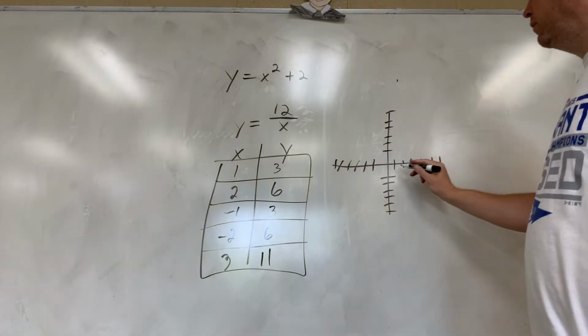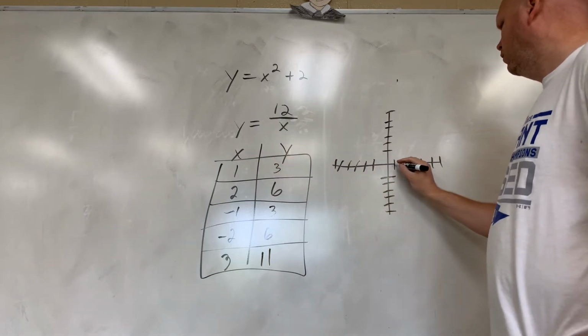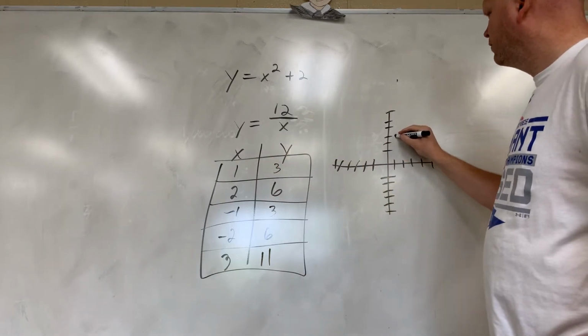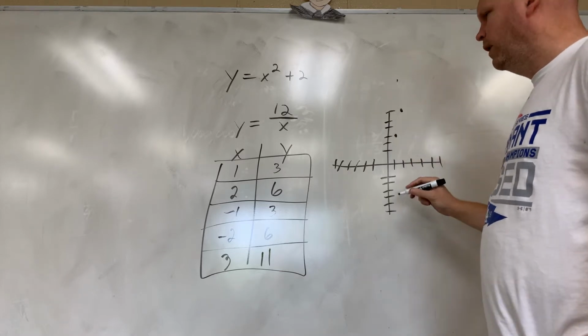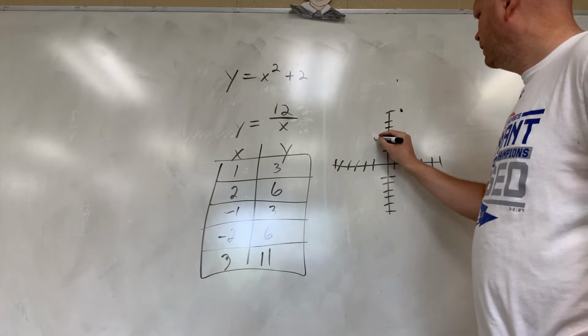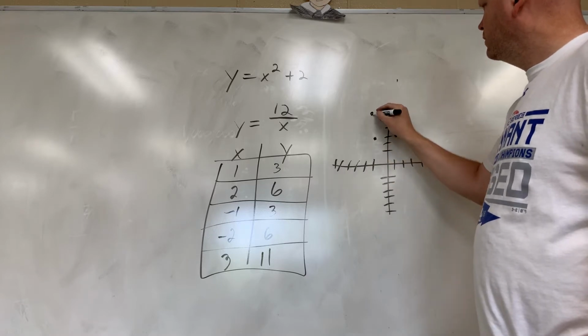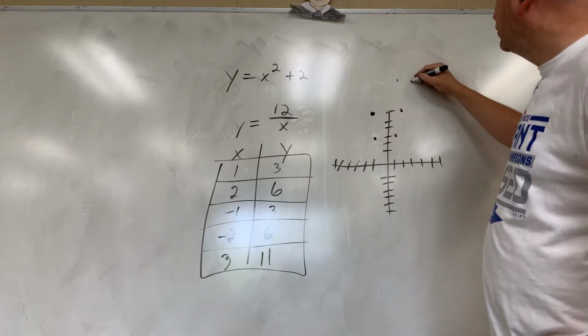So then you come to the graph and plot it. 1, so over to the right one, up 3, this would be our first coordinate. The next one would be 2, 6. We had one that was -1, 3, and then -2, 6, and then the 3, 11 would be somewhere up here.